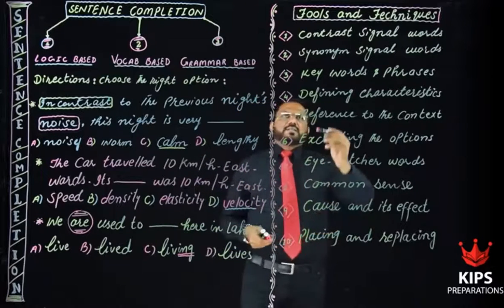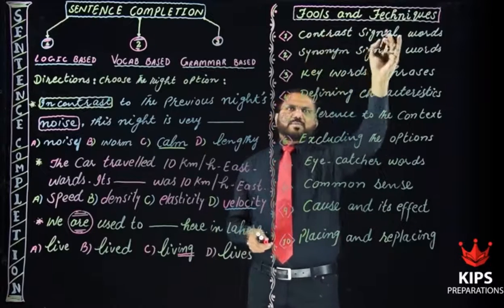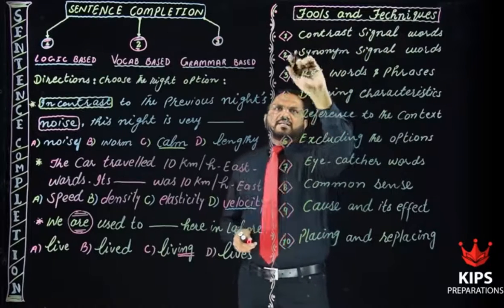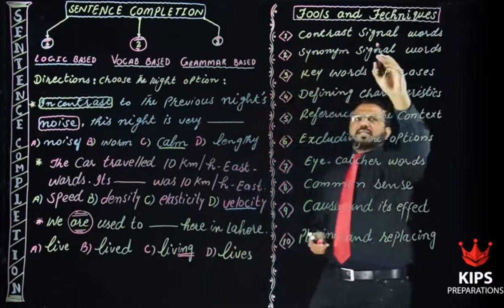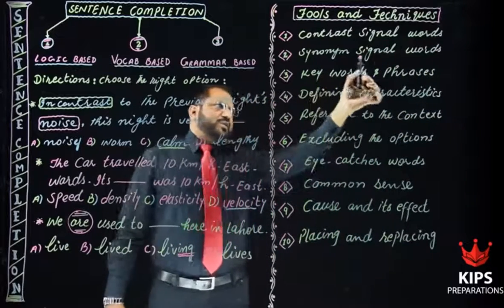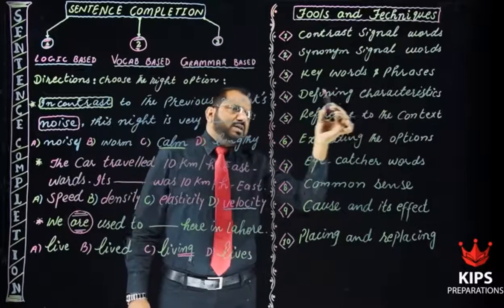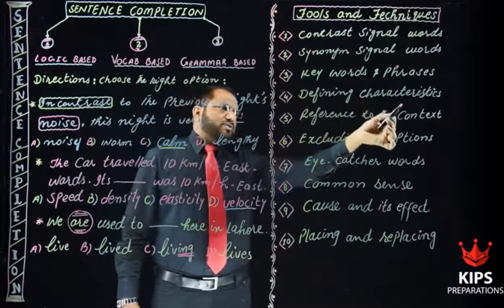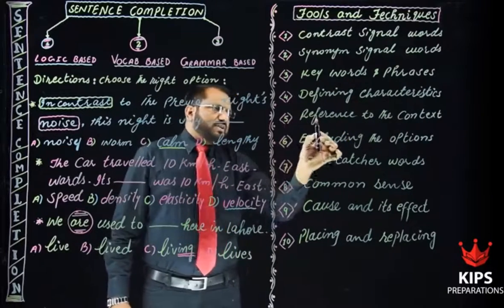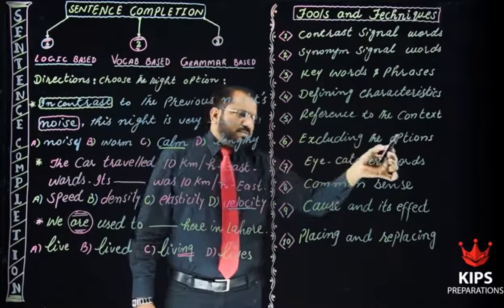Here we go. These are certain tools and techniques for sentence completion questions. The first type is contrast signal words, and the second one is synonym signal words. The third one is keywords and phrases. The fourth one is defining characteristics. The fifth one is reference to the context. The sixth one is excluding the options.